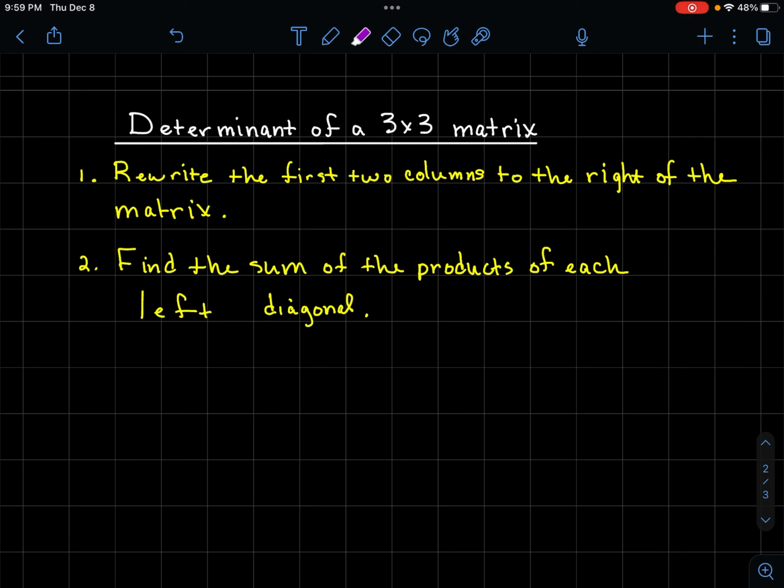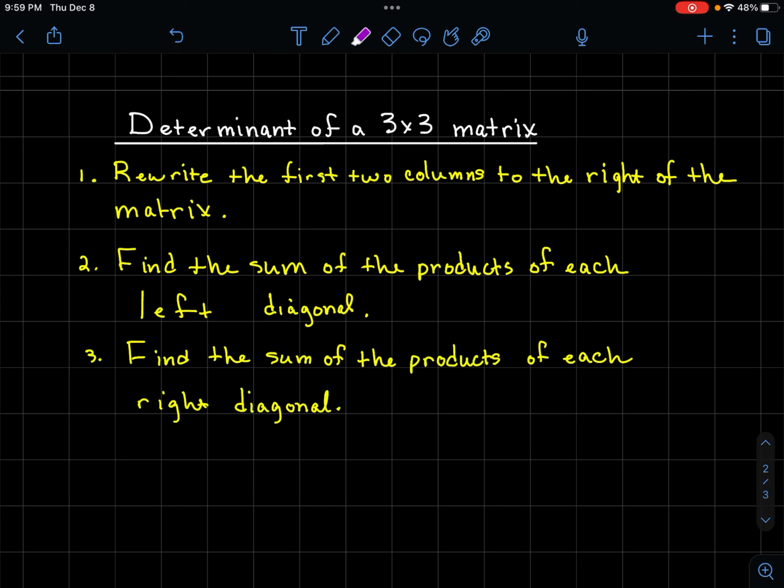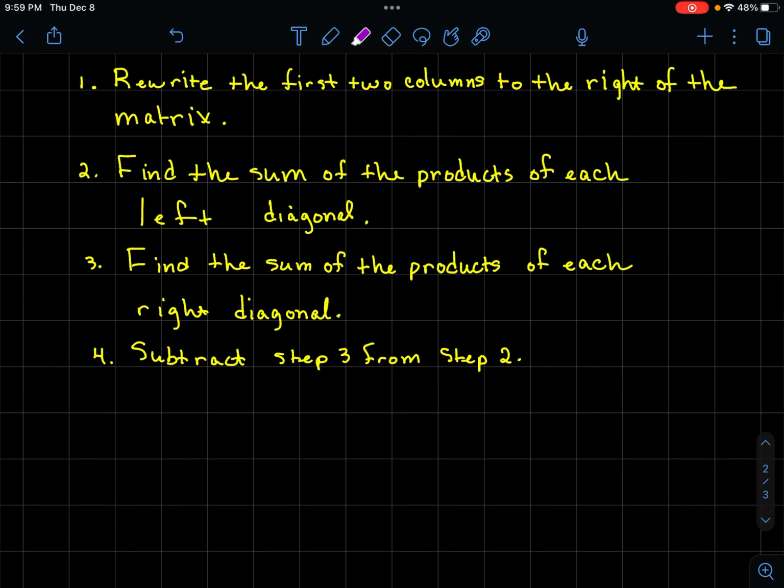Then we're going to find the sum of each left diagonal. So we're going to start in the upper left-hand corner, and find the product of the 3 numbers that make up that diagonal. And we'll come up with 3 different products, so it'll be 3 left diagonals. Then we're going to go back in and do this again, but now we're going to do the right diagonals. We're going to have 3 separate right diagonals, and we'll come up with those products. We'll add them all up. And then finally, we're going to take our answer from step 3 and subtract it from our answer from step 2, and that will be the determinant of a 3 by 3 matrix.